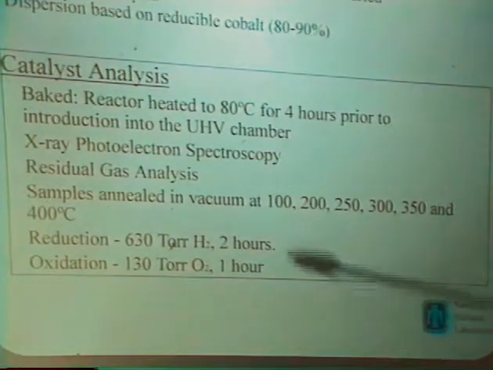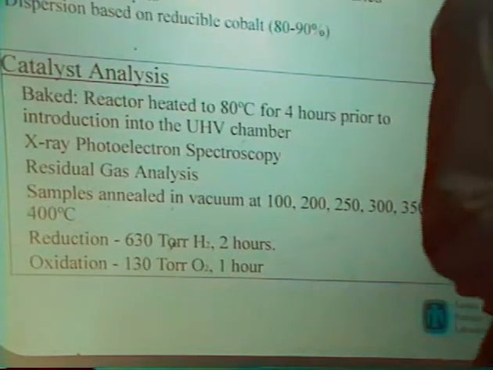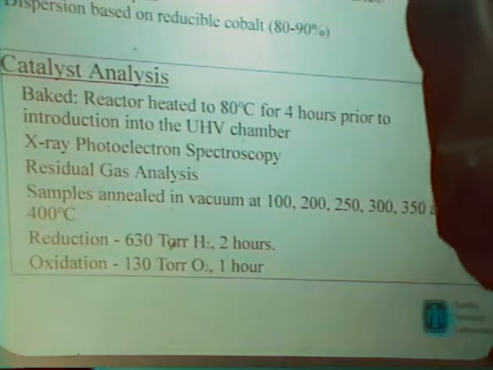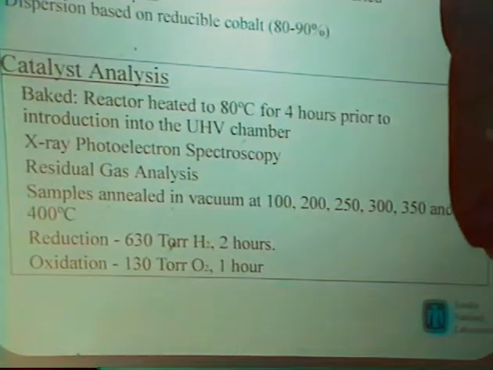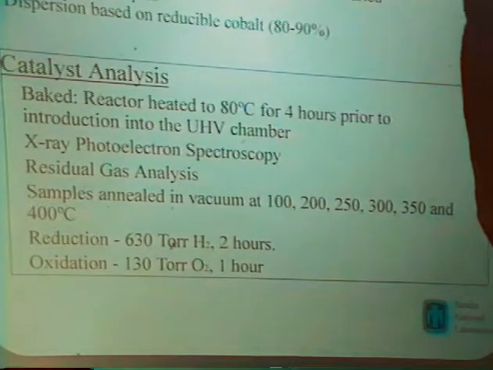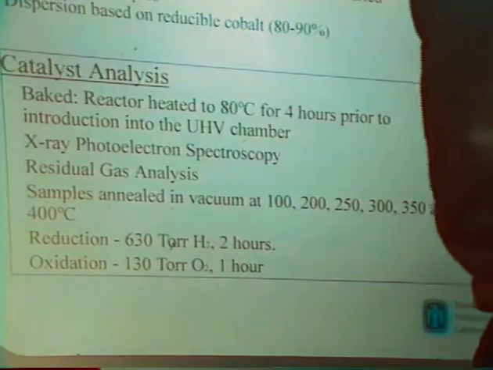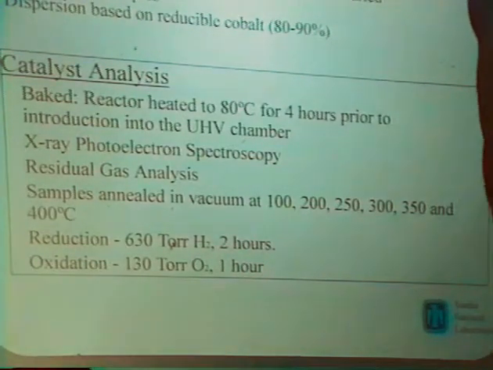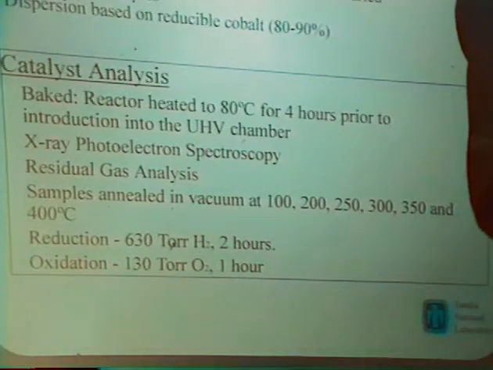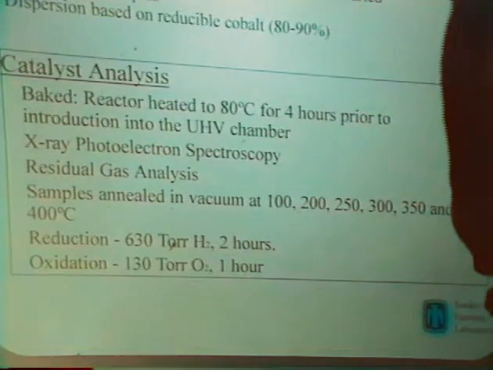Some of the samples that I'm going to talk about later will be referred to as baked samples. What this involves is that we heat the reactor at approximately 80 degrees C for 4 hours. We do this to remove any adsorbates that are on the walls of the reactor before we lower the sample into the UHV chamber. This is done typically when you're working with ultra-high vacuum environments just to maintain a low base pressure in the chamber, but it's typically not associated with any changes that you would see in the sample.